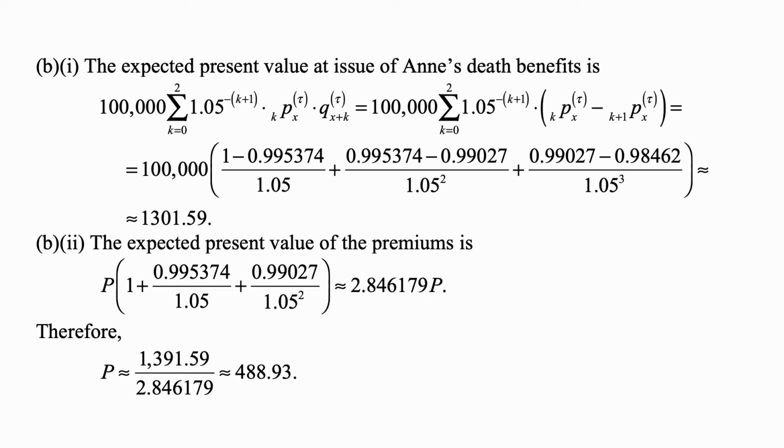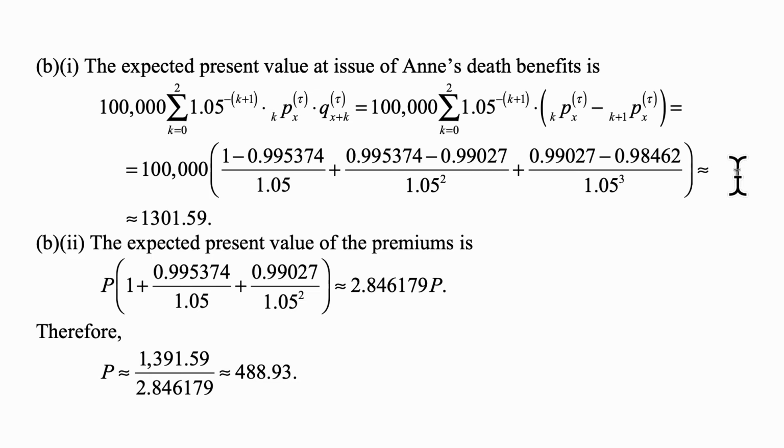And then we can write this probability as the difference between the probability of survival of k years from any cause minus the probability of survival k plus 1 years, and we have the information about these values for k equals 0, k equals 1, k equals 2. Well, we calculated one of them and the other two are given, so we just plug them in and we get approximately 1301.59.